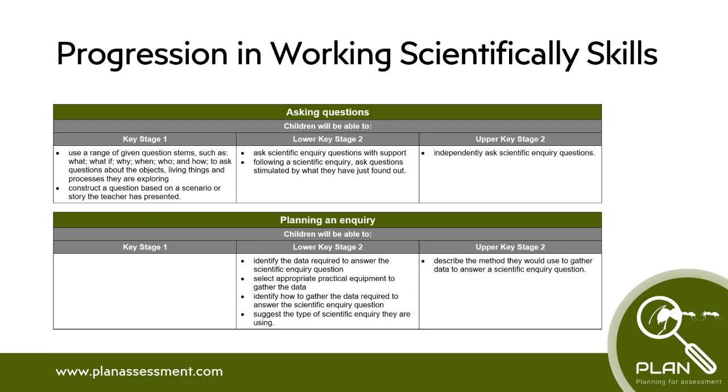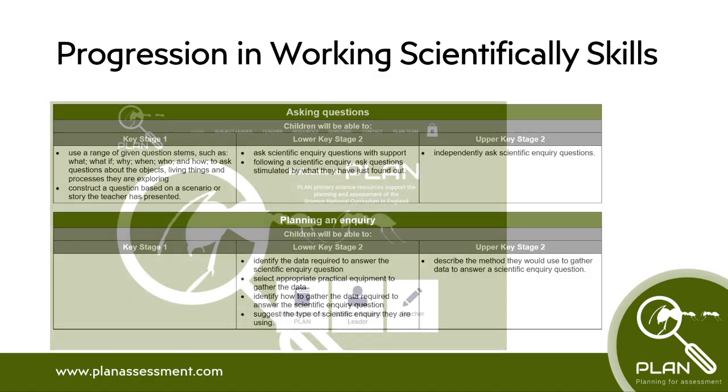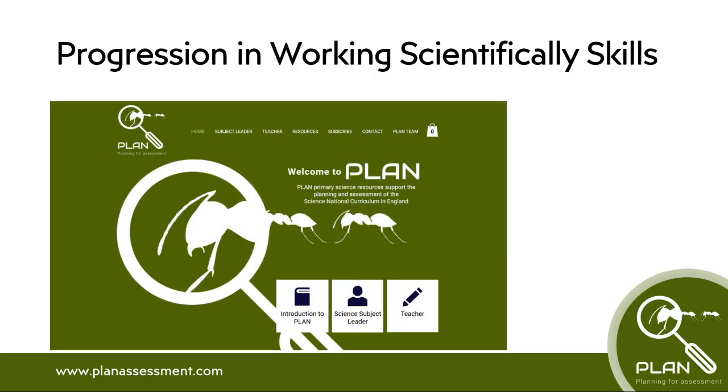The progression in working scientifically skills shows how the key learning for the Plan working scientifically skills from the working scientifically matrices builds across the phases from Key Stage 1 to the end of Key Stage 2 to ensure progression in the teaching and learning of these skills across the school. This document is available under the Subject Leader section of the Plan website.